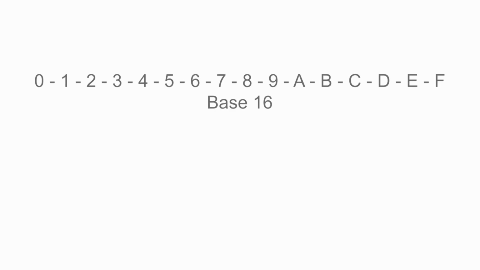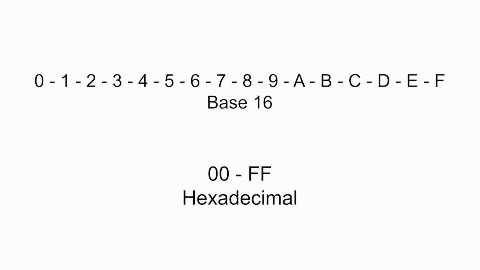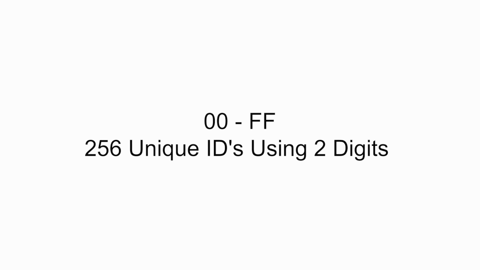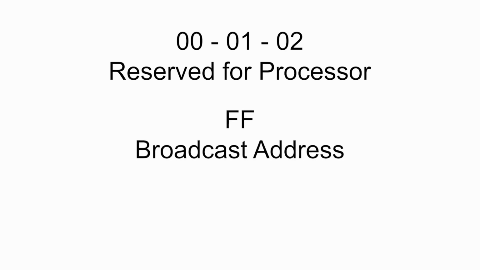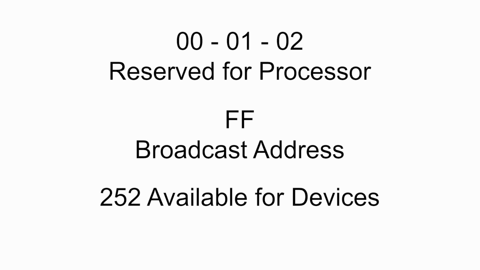The base 16 hexadecimal system starts in the same way with the digits 0 to 9. However, after this, we continue with A, B, C, D, E, and F. This gives us 16 unique digits, 0 to F. If we need to count higher than this, we then go back to 1 and 0, the 1 indicating that we've started again once. This gives us a range between 00 and FF, which is 256 unique IDs using only two digits. IDs 0, 1, and 2 are reserved for the processor. ID FF is reserved to be a broadcast address. This means of the 256 unique numbers, 252 are available for our Cresnet IDs. The range is 03 to FE.